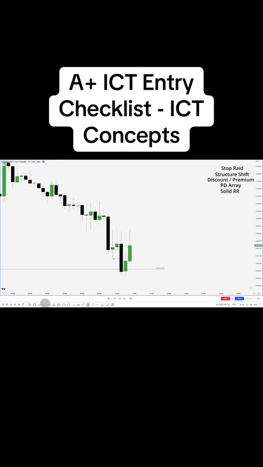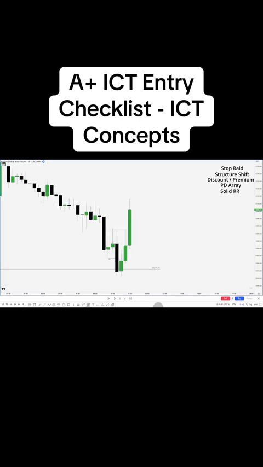However, have we shifted structure yet? No. With this next candle, we have shifted structure. So we have that sell side liquidity or stop raid, our shift in structure. Now I'm going to be looking for an entry model.